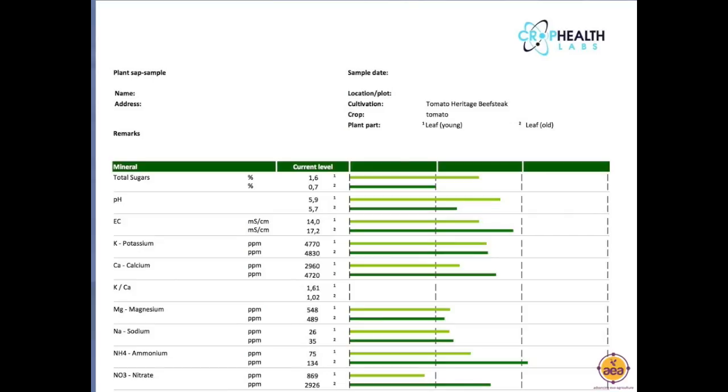So we have 50 parts per million more potassium at the bottom leaves than we do at the top. That's it. That's all I need to know. I don't care where this bar graph is. The plant is telling me it has enough.